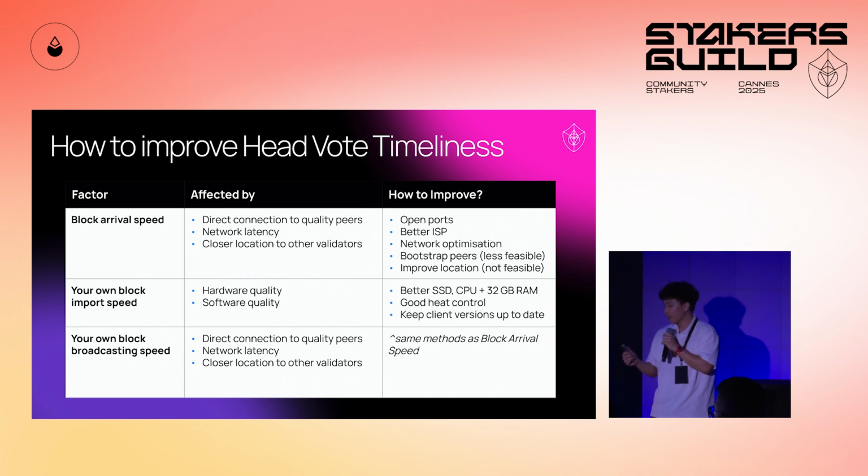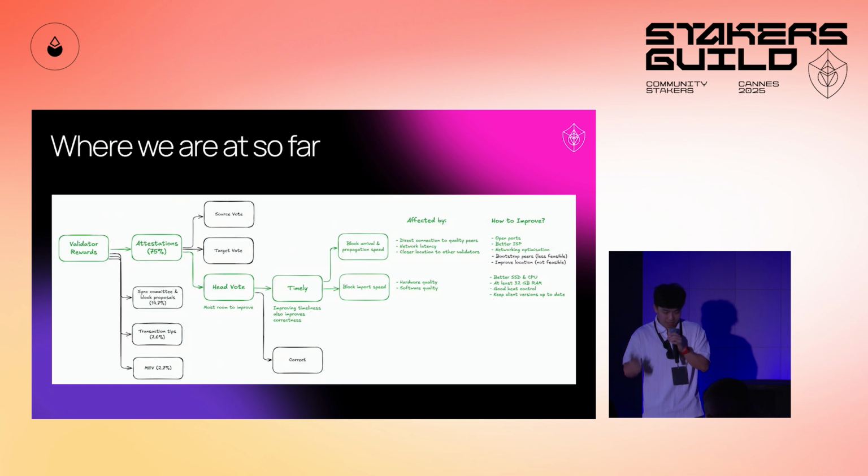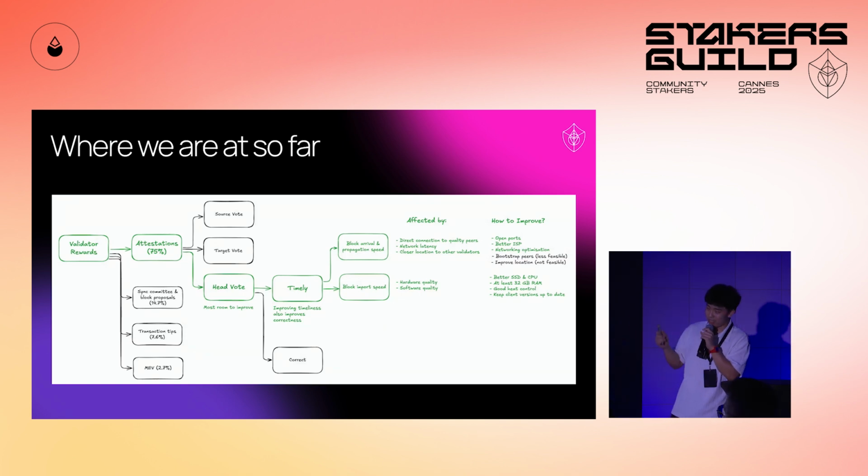Super simple, right? All right, so before we move on further to the actionable steps, let's take a look at where we are at so far. Okay, how to improve validator performance? We start from the validator rewards, of which attestations are the most important because it has the highest weightage. Attestations are broken down into source, target, and head vote. Head vote has the most room to improve.